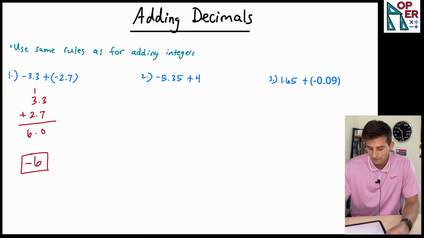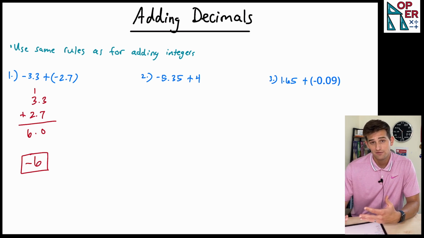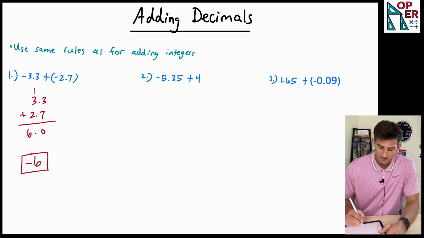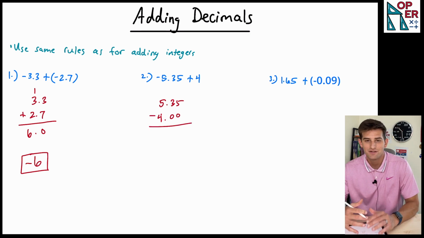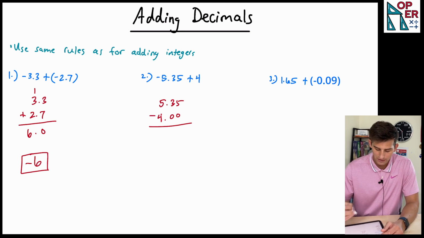Number two, we have negative 5.35 plus 4. Now we have two different signs, so the rule says we need to subtract these absolute values. We're going to subtract the smaller absolute value from the larger. So this would be 5.35 minus 4. I'll go ahead and write it as minus 4.00 since our first decimal goes to the hundredths place. So now we can subtract.